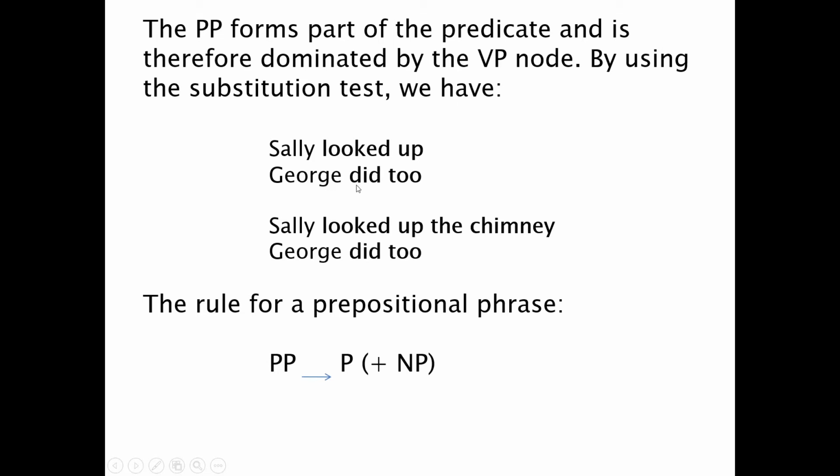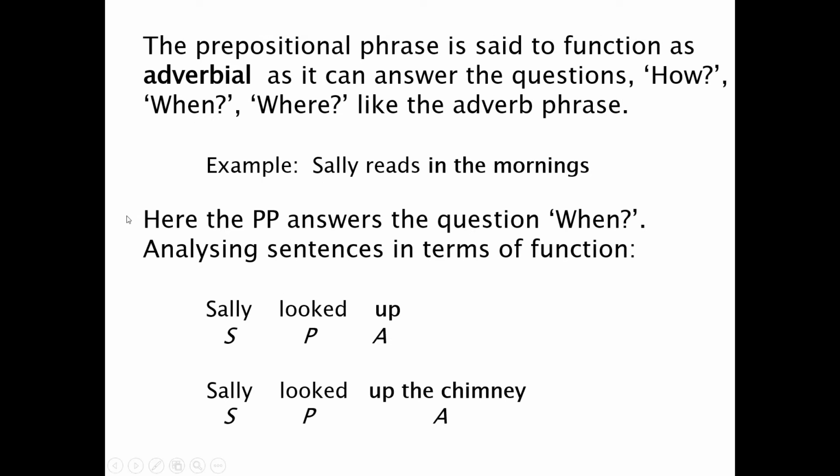Note, by using the substitution test we have: Sally looked up. George did too. George looked up too. Okay? So did I. Sally looked up the chimney. George did too. I did too. So did I, and so on. So the rule for a prepositional phrase, as you see, we have a prep phrase consisting of a preposition plus a noun phrase.